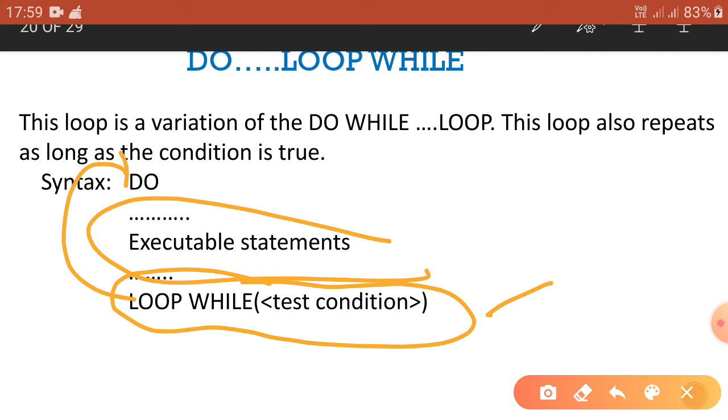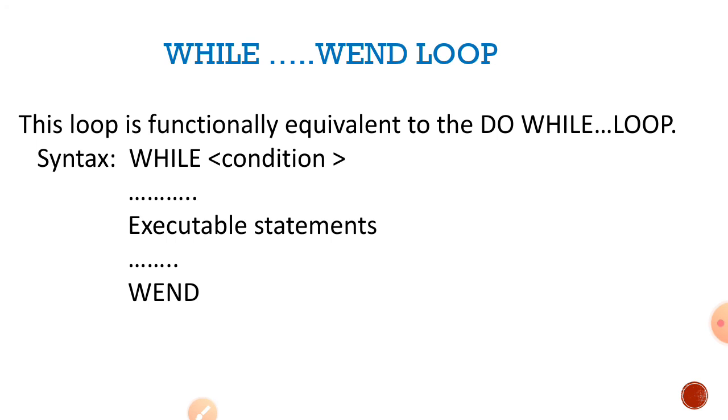Okay, so do loop while is an exit control loop, and do while loop is an entry control loop, as there is a check or control over the entry in the loop. Okay, the last loop is the while wend loop. The while wend loop is functionally equivalent to the do while loop because it is also an entry control loop where the test condition is checked first before entering into the loop.